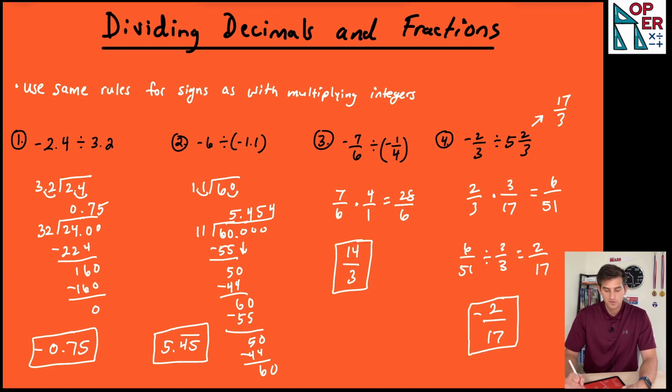And when we did our multiplication down here, 2/3 times 3 over 17, notice we had a 3 here and a 3 there. So that would be called like cross simplifying. So we can do that as well. And that's how we ended up with 2 over 17. Okay, that's how we can divide decimals and fractions.